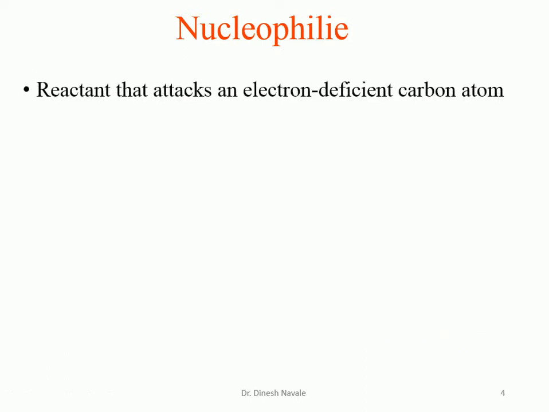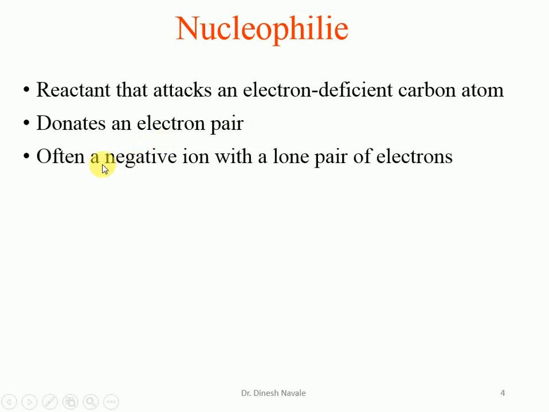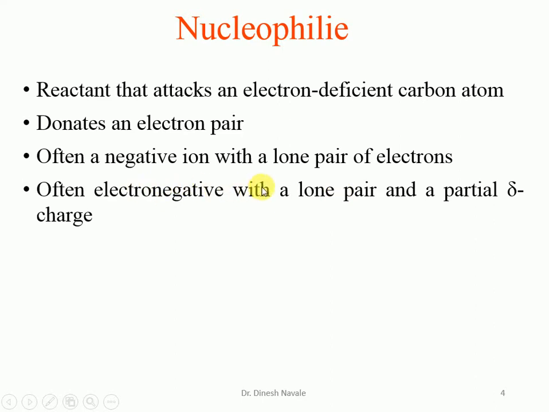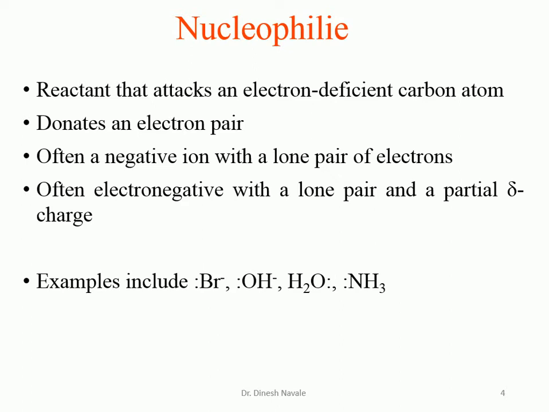A reactant that attacks an electron deficient carbon atom will be termed a nucleophile, that donates an electron pair. A nucleophile is often a negative ion with a lone pair of electrons, often electronegative with a lone pair and a partial delta negative charge. So these are some of the characteristics of the nucleophile. Some examples are the bromide ion, hydroxide ion, water and ammonia. Bromide and hydroxide ions are negative ions with a lone pair of electrons, whereas water and ammonia have an electronegative atom with a lone pair having a partial negative charge.